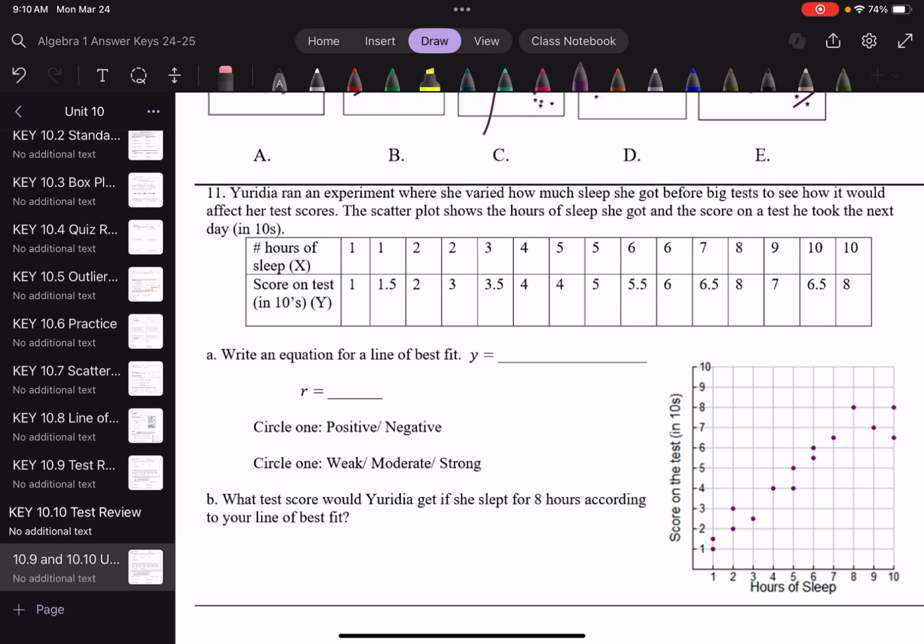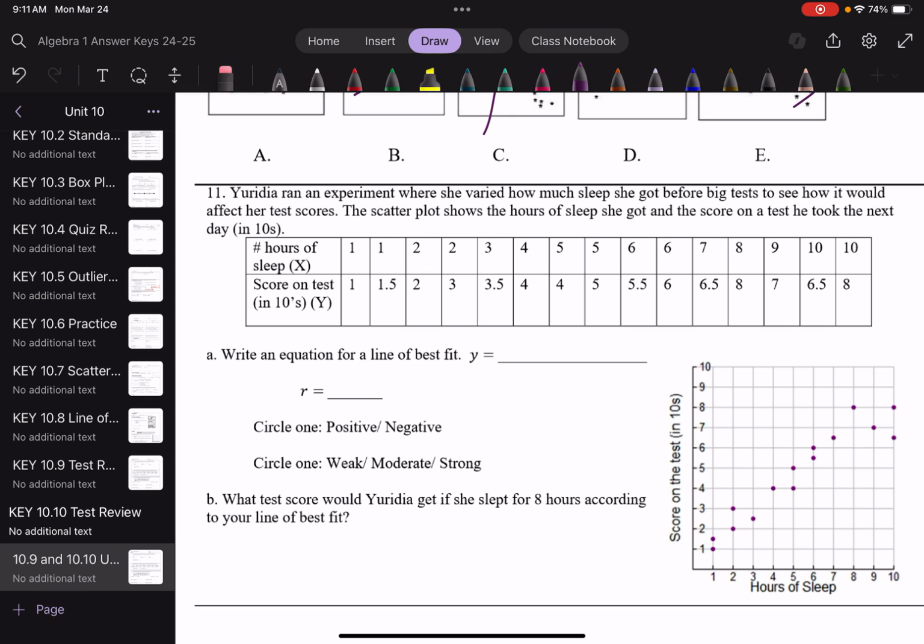That leads us to problem 11. And so we're looking at this, and they're running an experiment to show how much sleep she got before a big test to see how it would affect her test scores. So the scatter plot shows the hours of sleep she got and score on a test that she took the next day. So we're going to write an equation of best fit. In order to do that, you're going to go to the data function in your calculator. And now we have our X and Y's. We got to keep these in the same order. So I'm going to go 1, 1, 2, 2, 3, 4, 5, 5, 6, 6, 7, 8, 9, 10, and 10 for my list 1.